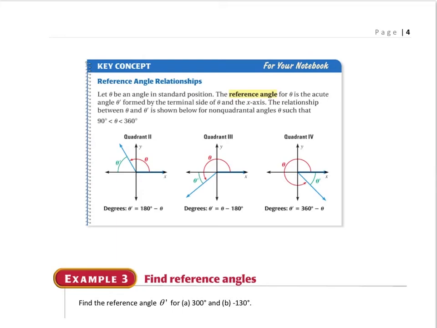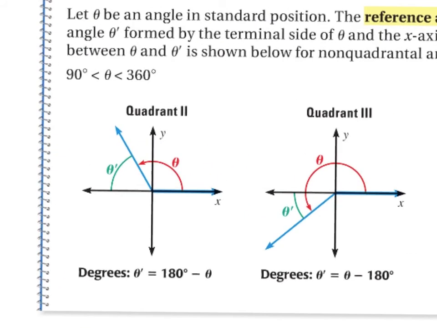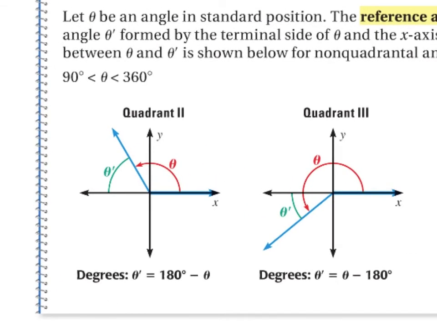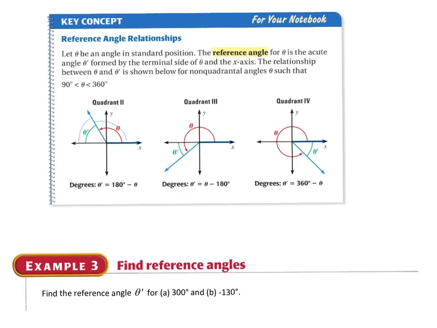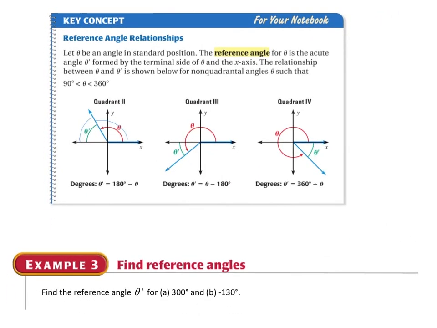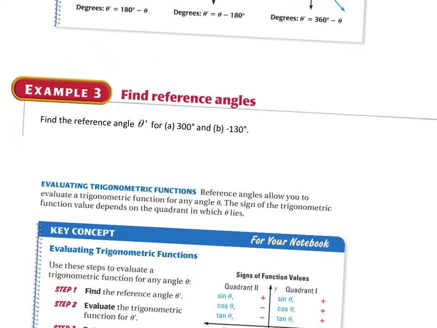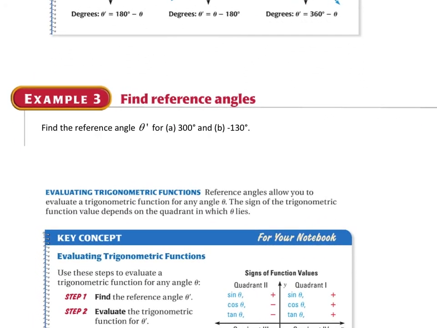This little green piece here represents the reference angle. So if theta is my angle, then theta prime works out to be the reference angle. That's how we denote that, okay? And you're always just trying to terminate on the nearest x-axis, okay? So it says in this particular problem here, in example number 3, find the reference angle theta prime for A, 300 degrees, and B, negative 130 degrees.